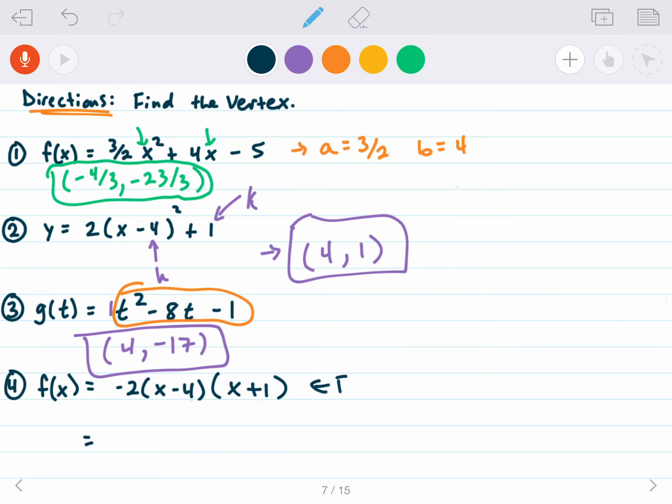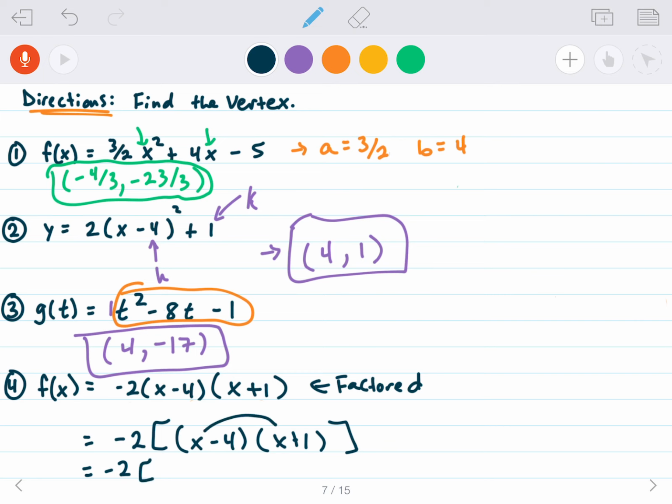So this is factored. We want to go to standard by FOILing. I'm going to leave this negative 2 on the outside, and maybe I'll put a bracket here to show that it's just chilling, and then do x minus 4 times x plus 1, ignoring the negative 2 on the outside for now.